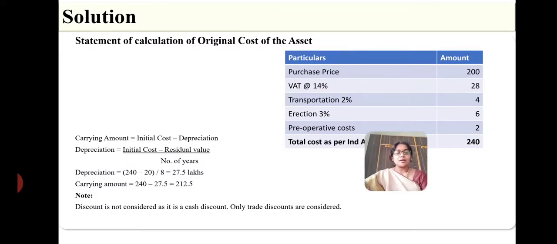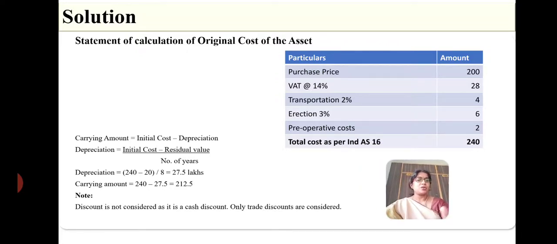So in this we have excluded the discount part, which is a cash discount. As I told you, only the trade discount is considered, not the cash discount. So we are not taking that into account. So if I compile it, I get the total cost of the asset, which is 240 lakhs. So the question has two parts in fact. They are asking you the cost as well as the carrying amount.